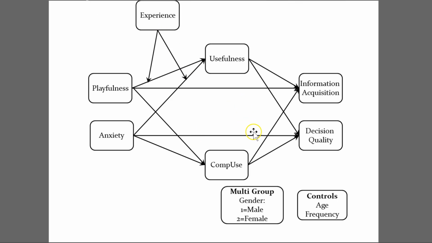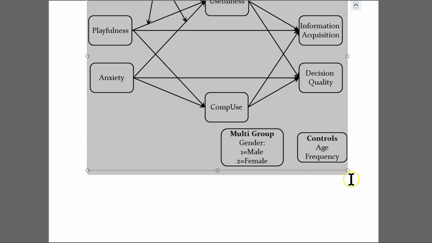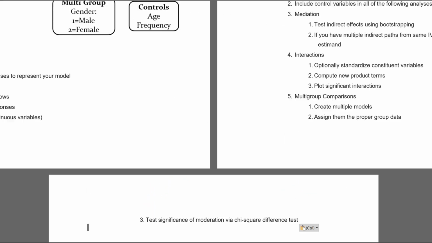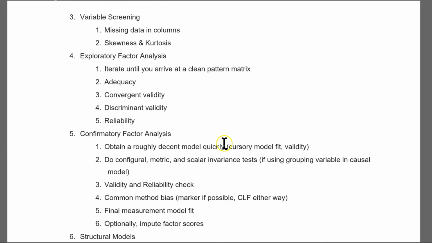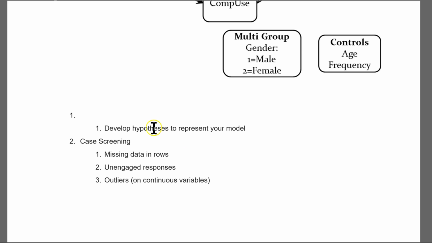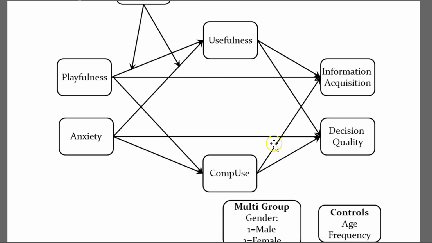This is the model I'm going to be testing. It's sort of a kind of complex but typical SEM model. Let me write down here. And I'm going to be making tons of mistakes the whole way through, I'm sure. So just bear with me. I'm not too worried about mistakes. Here we go. Develop some hypotheses. Let me just make that number one here. Okay. So, we want some hypotheses to represent this model. I'm not going to include all hypotheses, just some representative hypotheses.